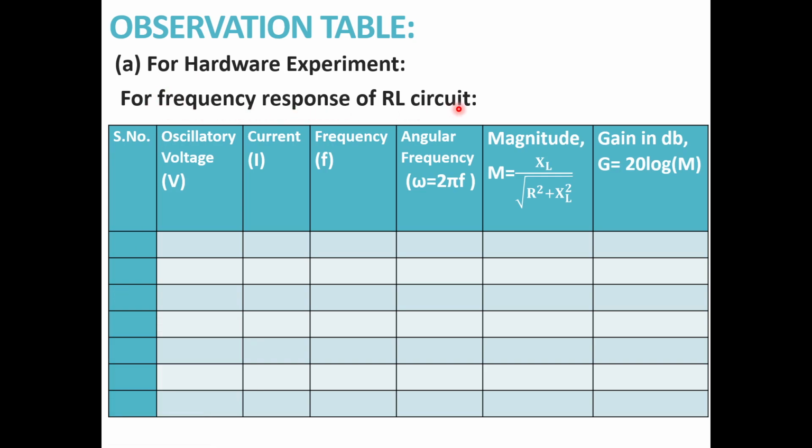Frequency response of RL circuit. In order to determine the frequency response of RL circuit, this is the tabular column: serial number, oscillator voltage V, current I, frequency F, angular frequency omega equal to 2 pi F, magnitude M equal to XL by root of R square plus XL square, gain in decibels G equal to 20 log M, where the base of the log is 10.